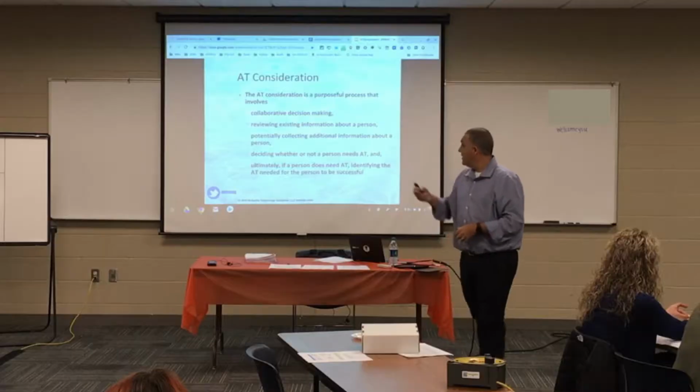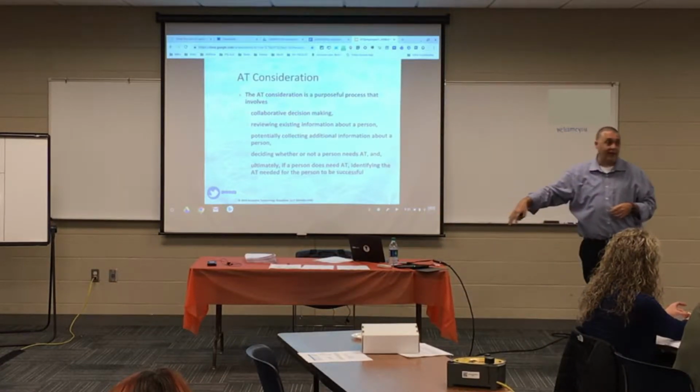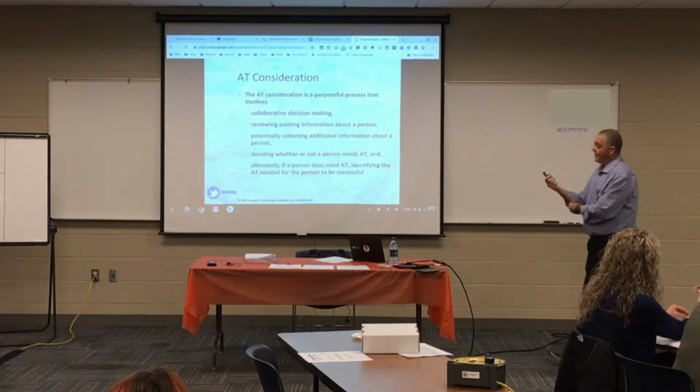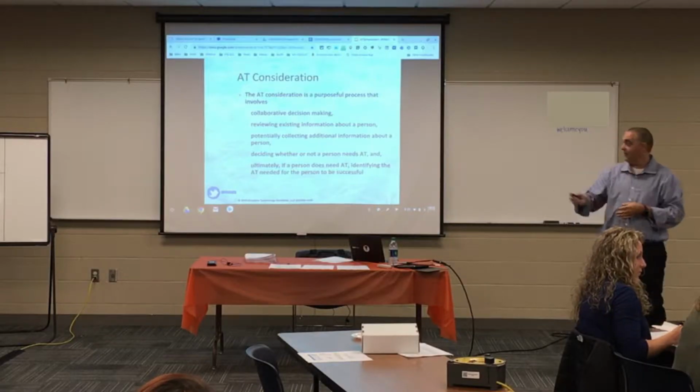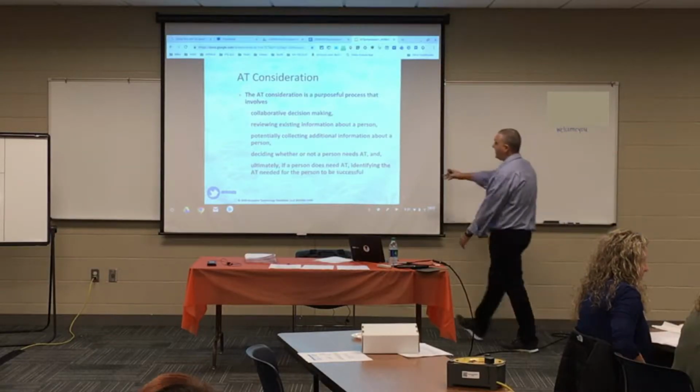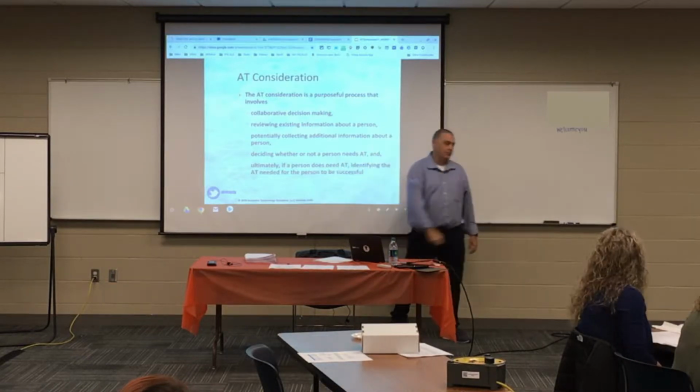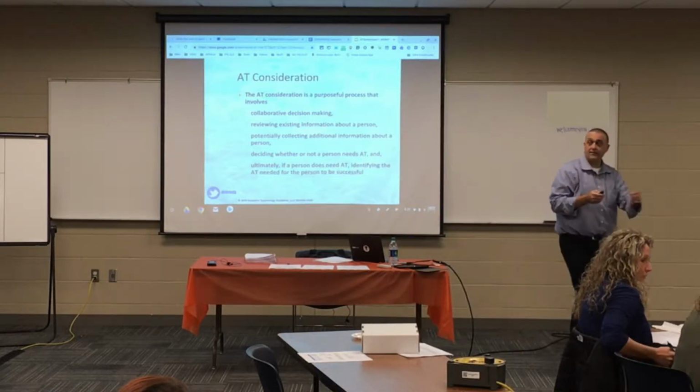Just a refresher on what AT consideration is: collaborative decision making, looking at the existing information we have on somebody. Maybe we collect additional info to give us more understanding of the person, decide whether or not that person needs AT, and then identify what that AT might be. That's kind of the end of this. It moves us more into the actual assessment and implementation piece, but it's working us through this process.